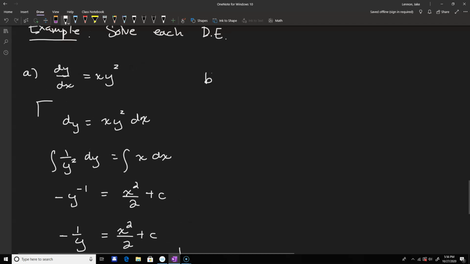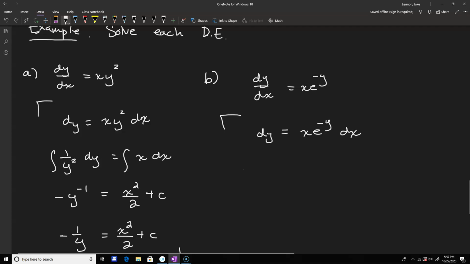Okay, so for B, let's look at dy dx is equal to x times e to the negative y. So again, we're doing the same thing. We start by multiplying by dx. So we have x e to the negative y dx. And remember, e to the negative y is the same as 1 over e to the y.